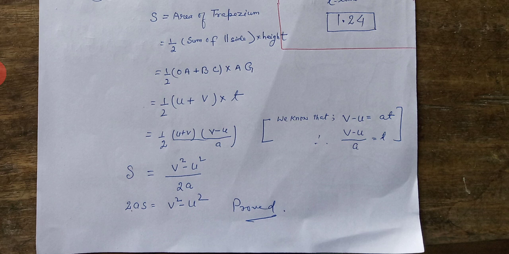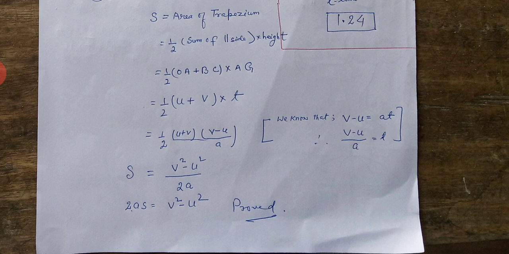So t will be V minus U by a. Putting the value of t, V minus U by a, we see S is equal to 1 by 2, U plus V into V minus U by a. We know that a plus b into a minus b is equal to a square minus b square. So U plus V into V minus U is equal to V square minus U square, by 2a.